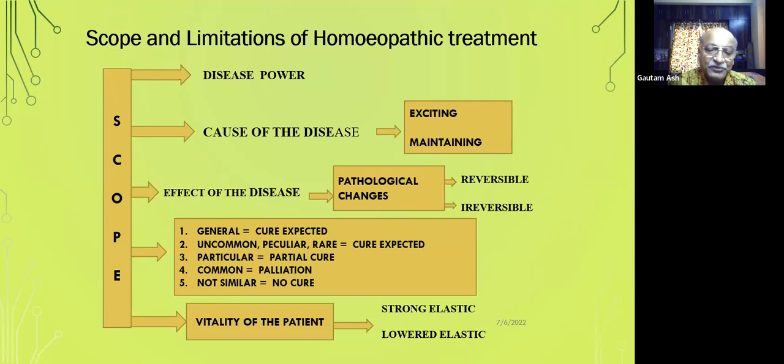If the vitality of the patient is strong and elastic, definitely the patient will recover. If it is lower and less elastic, it is difficult, but still we have the scope to treat with palliation. So these are the scopes of any disease, not only in the GI system but any disease. No problem.